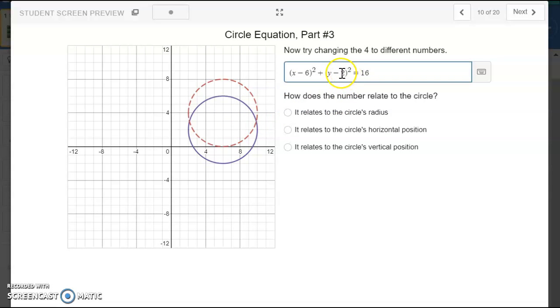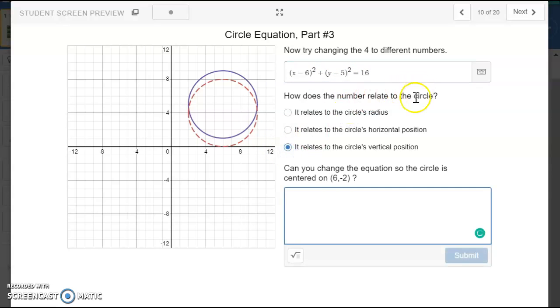As opposed to if I change this to say 5, where is the center of the blue circle? The blue circle center is 6, 5. Do you see some pattern here? It's the vertical position of the circle's center, right? That seems to be changed by the value that is being subtracted from y. So it changes the circle's vertical position.